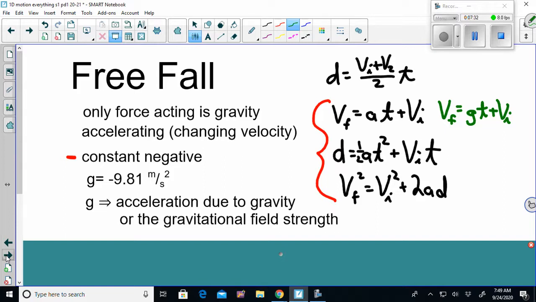Okay, so all you have to do is take the a's out, substitute in g, the acceleration due to gravity. So they're pretty straightforward. Same formulas, just a different idea. So let's take a look at how they work.